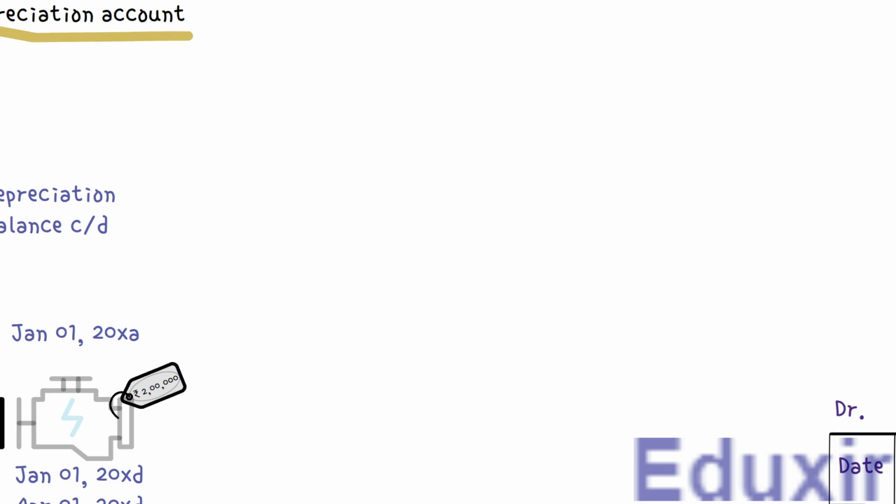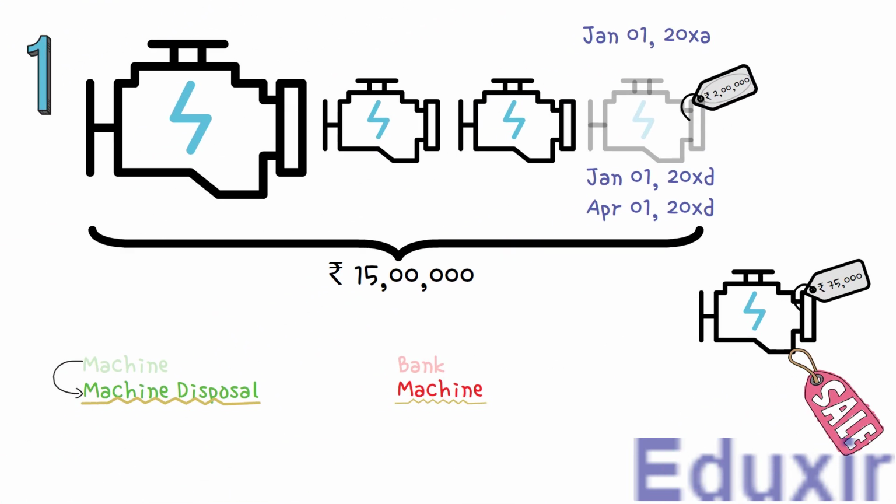Let's now analyze the next transaction related to the machine disposal. We know that after calculating the depreciation at the end of the accounting period, we post it by debiting the depreciation account and crediting the provision for depreciation account. Right? Now, when the machine is being disposed, we have to transfer the depreciation amount from the provision for depreciation account to the machine disposal account.